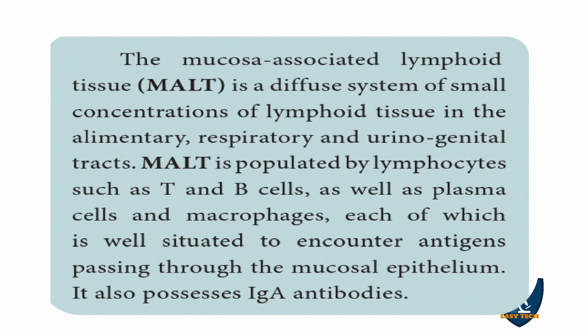So, MALT is seen in the alimentary tract, respiratory tract and urinogenital tract, which produce mucus, and it has a small concentration of lymphoidal tissue also. It has lymphocytes, that is T and B cells, plasma cells and macrophages. So, to encounter the antigen passing through the mucous region, and it has IgA antibodies too.